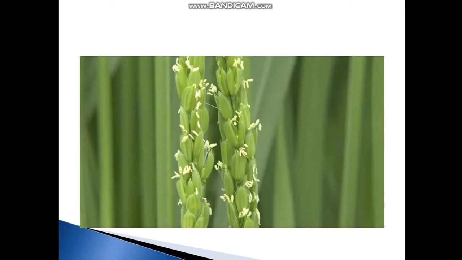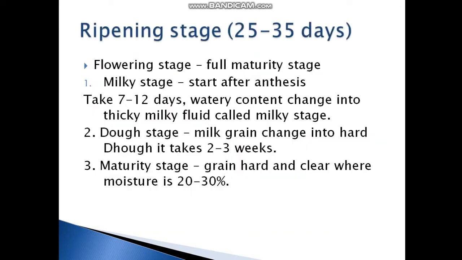After that, the fruit forms. And this is the surprise topic, the ripening stage. It takes 25 to 35 days after the flowering stage, until full maturity. At the ripening stage, there are three stages: milk stage, dough stage, and maturity stage. The milk stage starts after anthesis. It takes 7 to 12 days.